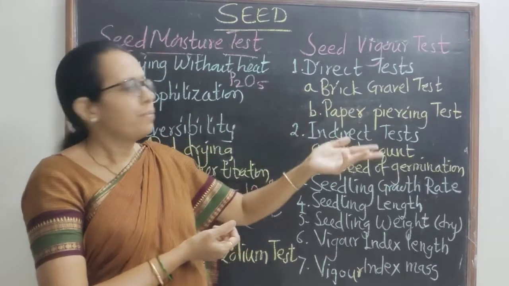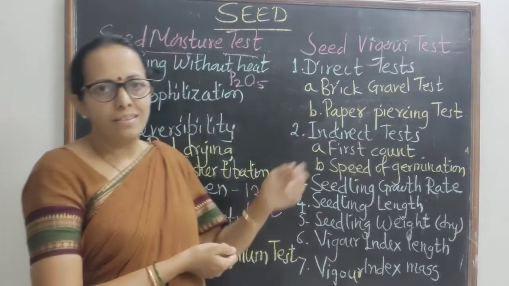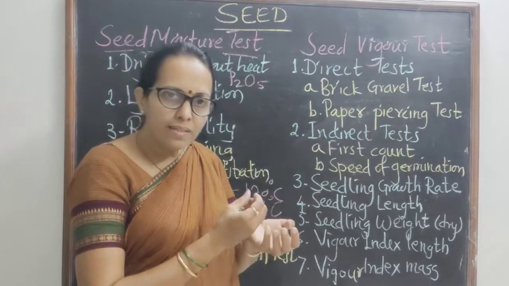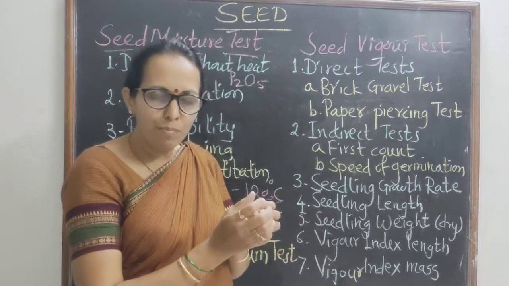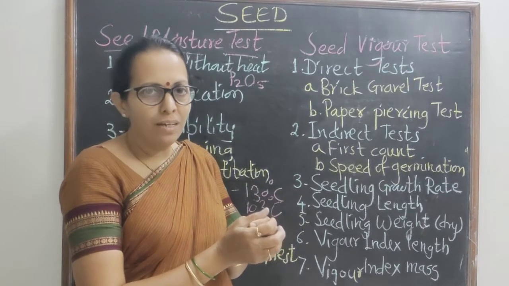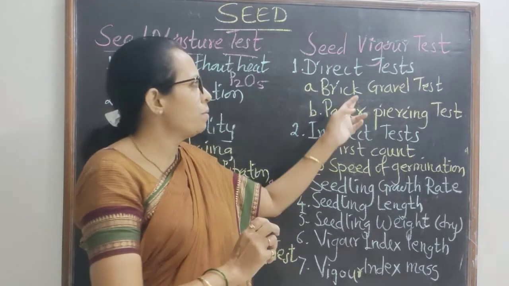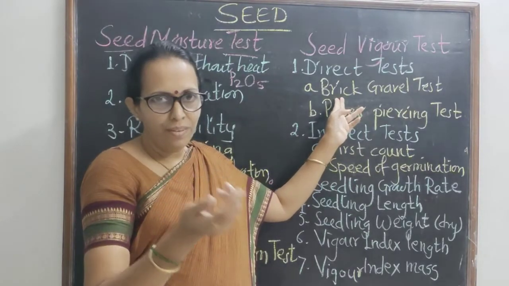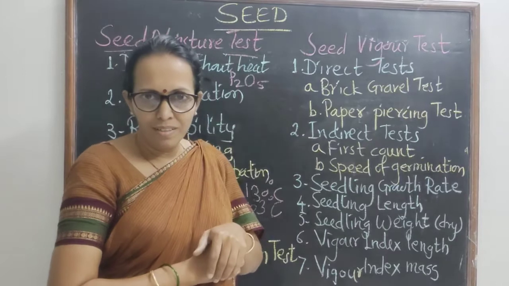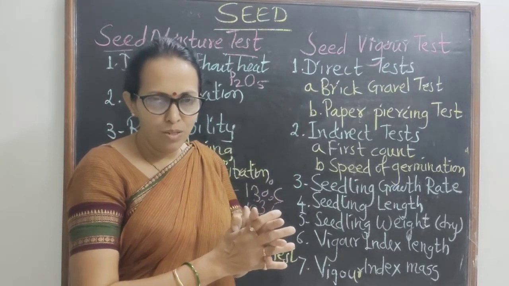So here the observation is that when the seeds are germinating in those gravel particles, there are so many obstacles to emerge out from that. So the seeds which emerge out first are the vigorous ones. They have more vigor. They are healthy seeds, so they will grow fast.